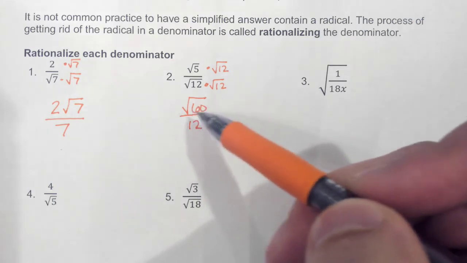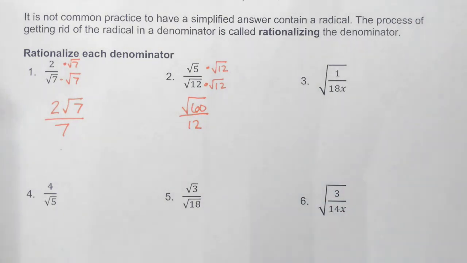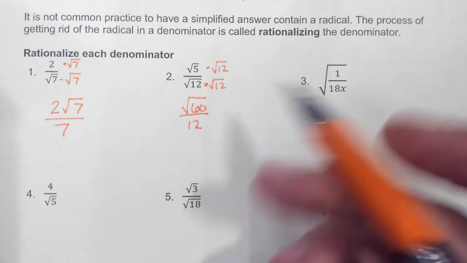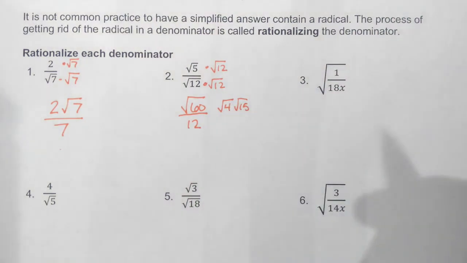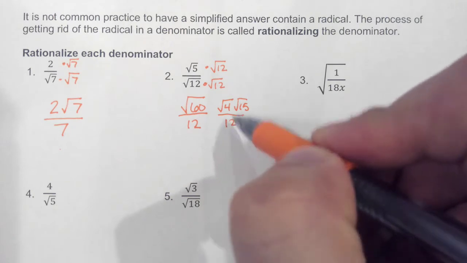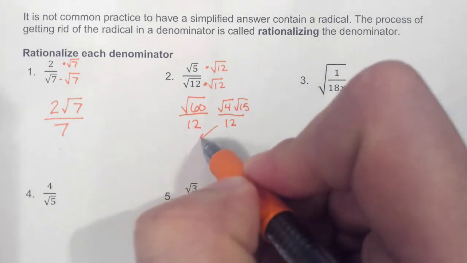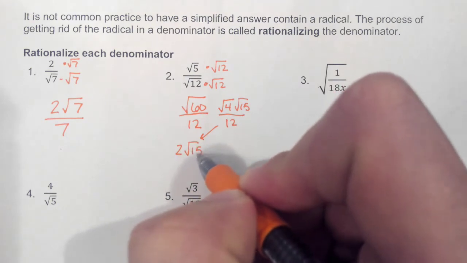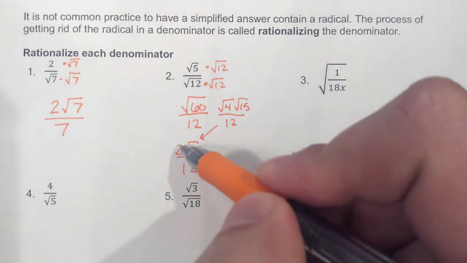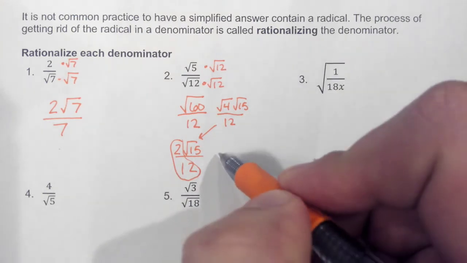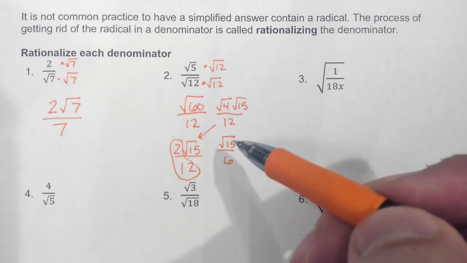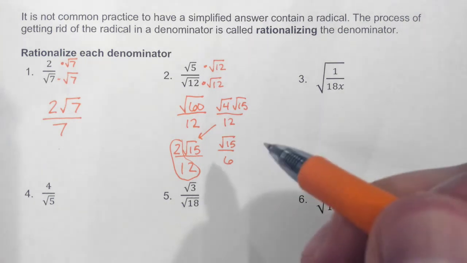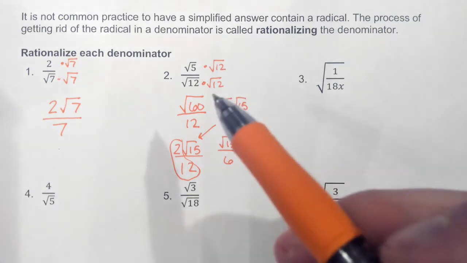Then we have to check this one. Does that top simplify? And the answer is yes. What perfect square divides 60? It's 4 times 15, which is the same as the square root of 60. And the square root of 4 is 2. So it's going to be 2 square roots of 15 over 12. And that's going to reduce, the 2 and 12 can reduce by 2 to give you the square root of 15 over 6. And there's no other perfect square that divides 15, so that's as simplified as it will get.